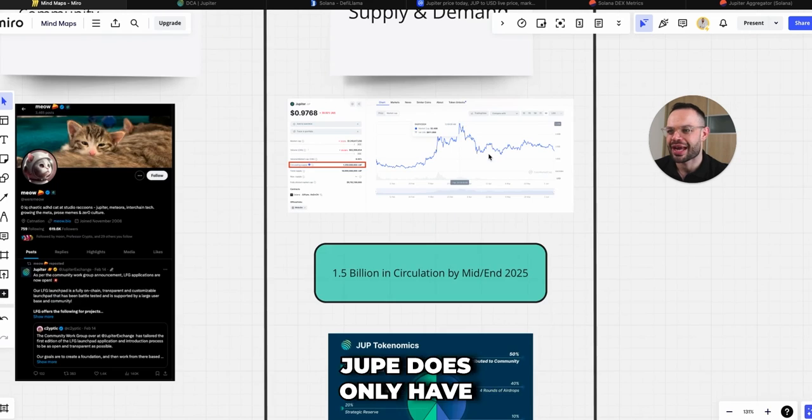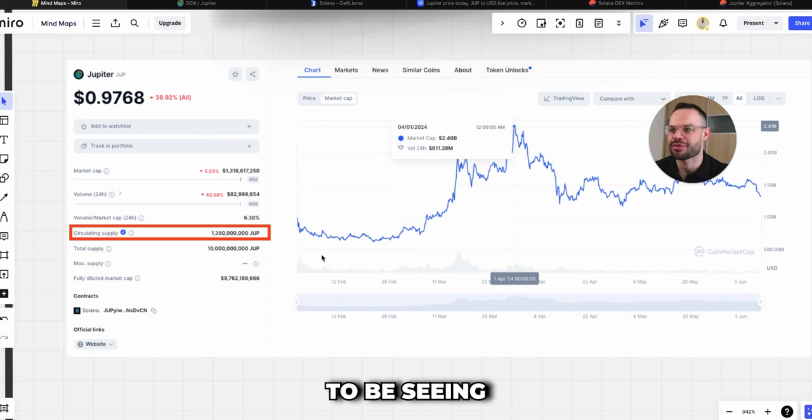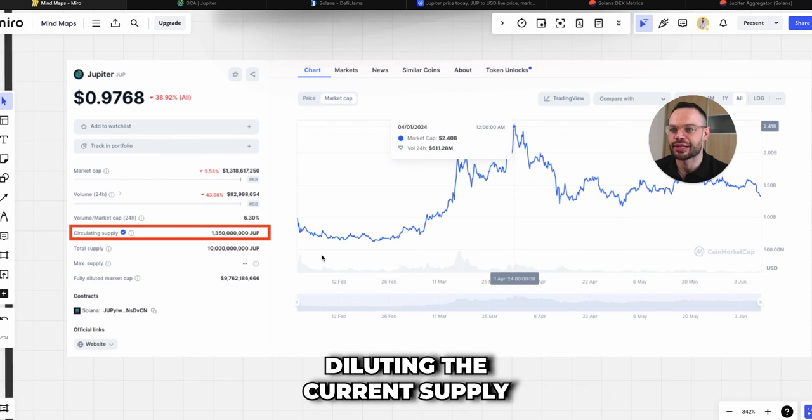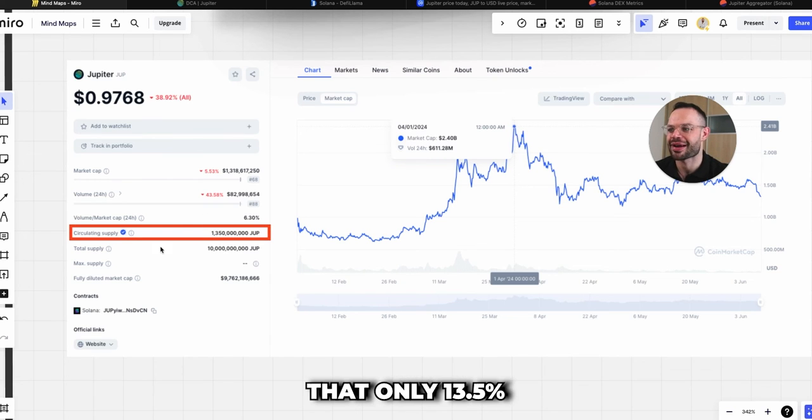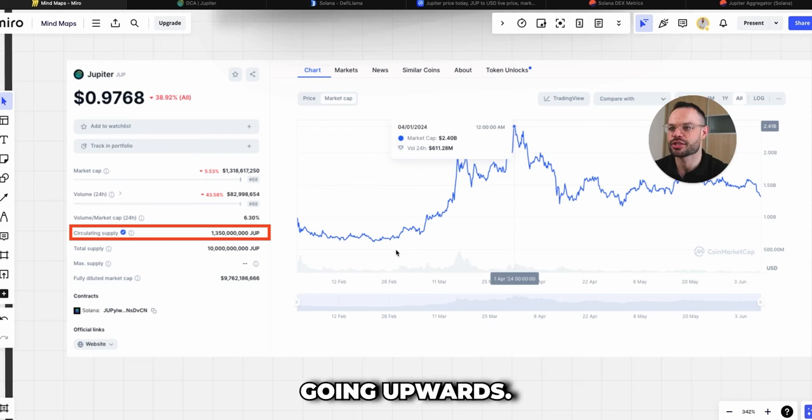Jupe does only have a small amount, I think it's about 13.5% of their total supply in circulation. So that does mean that we are going to see more tokens entering the market, and we're going to be seeing more Jupe tokens diluting the current supply because of the fact that only 13.5% of their tokens are already in circulation. So that will mean that price action needs to continue to see strong numbers of buyers to keep that price going upwards.